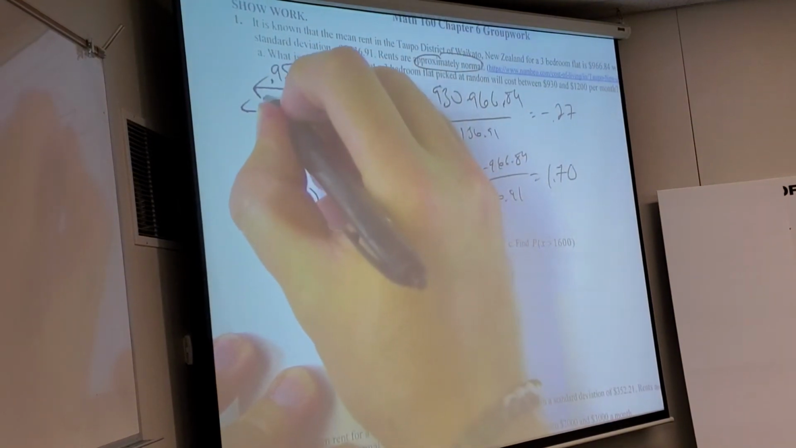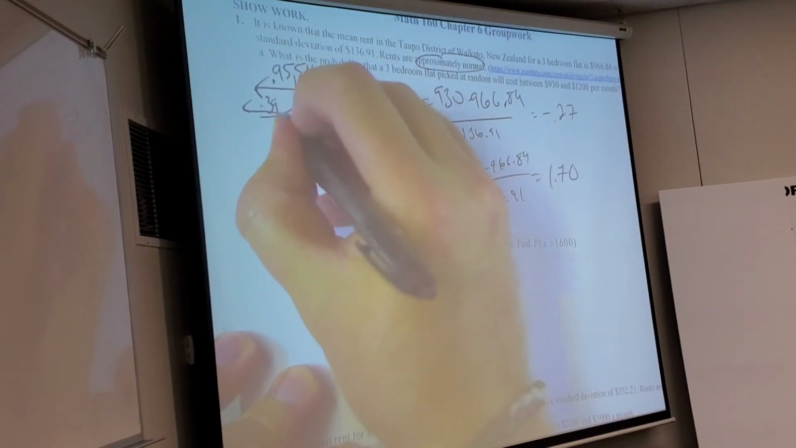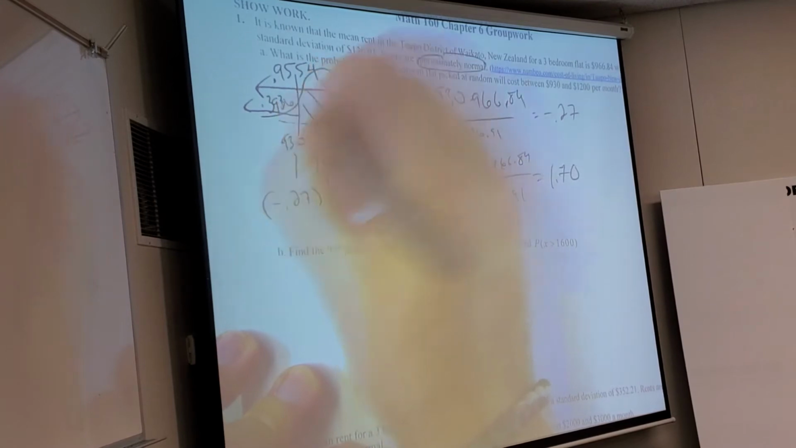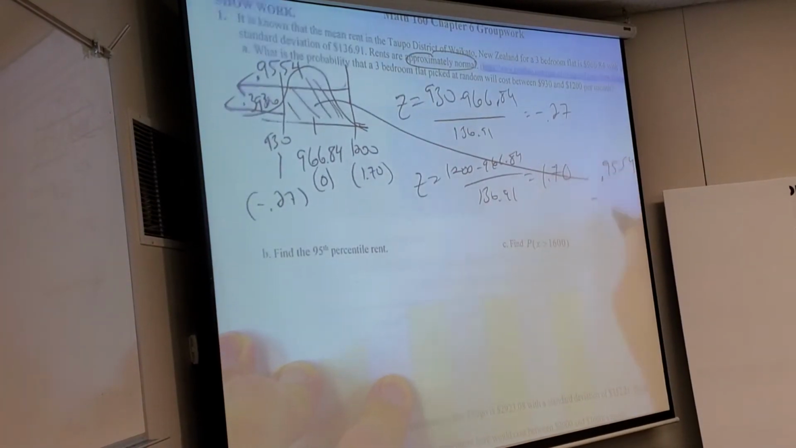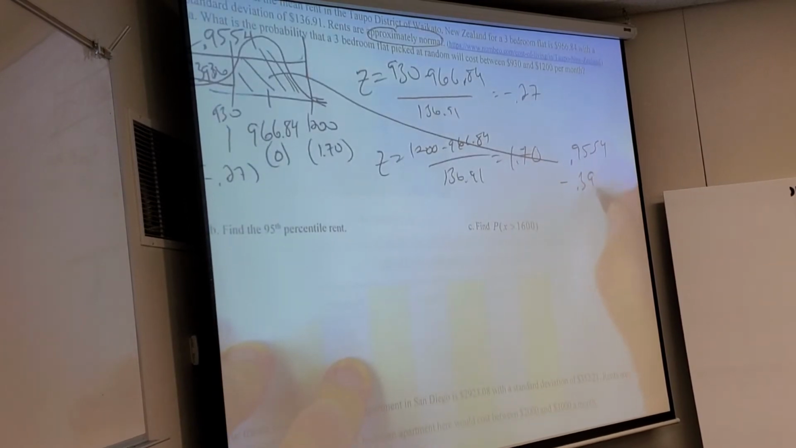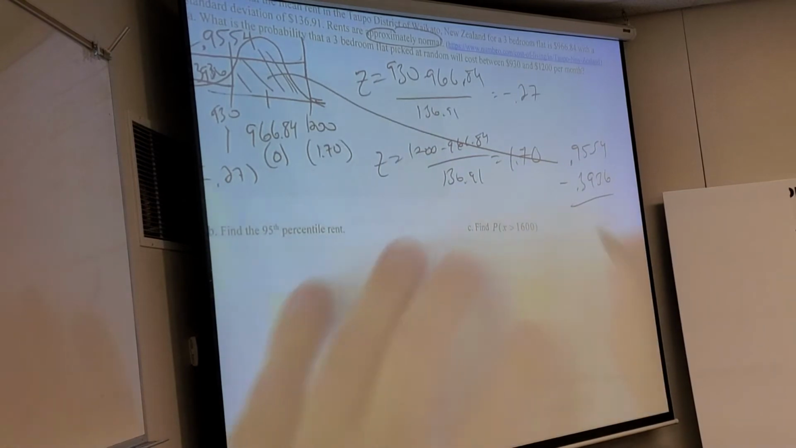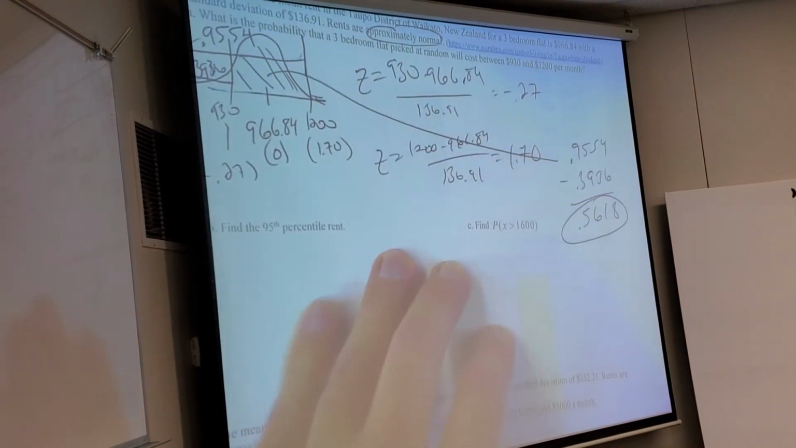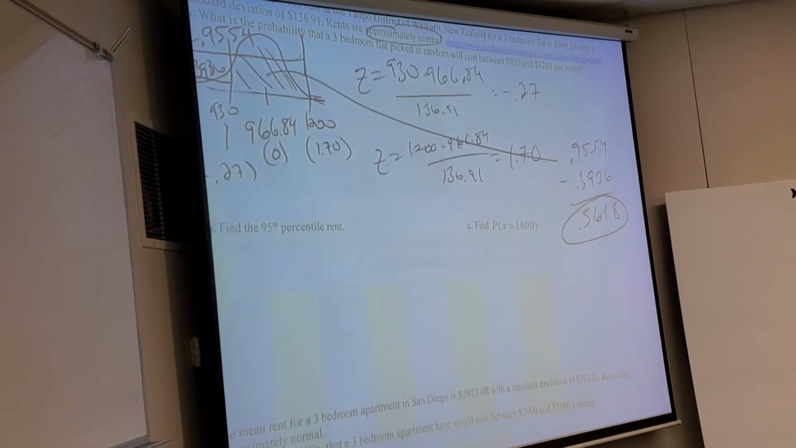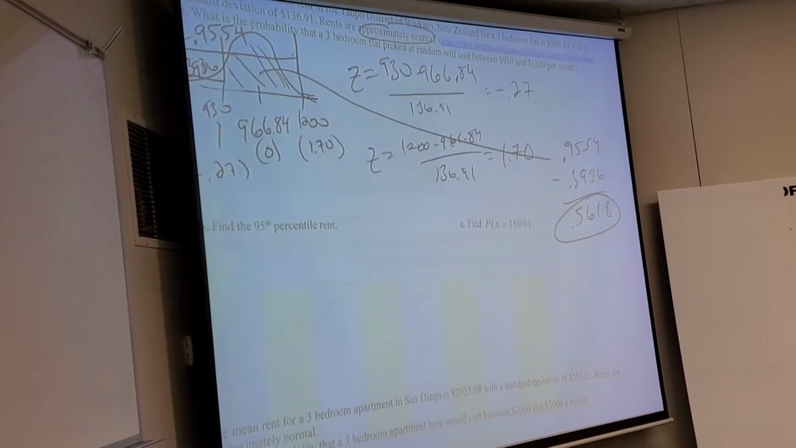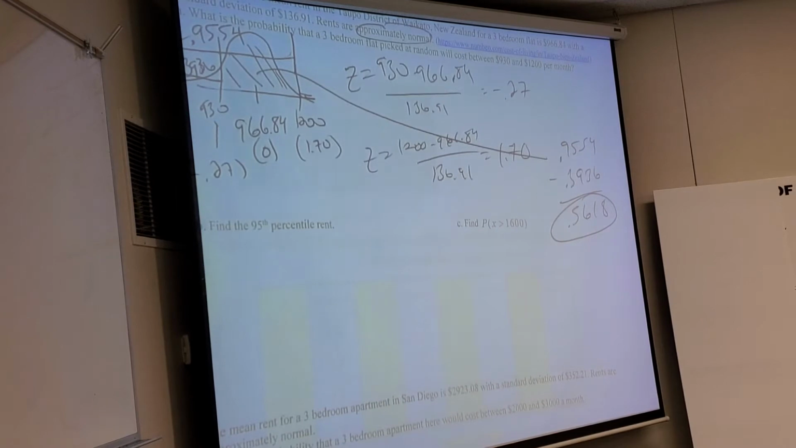All right, I already forgot what I said here. It was 0.3936. So to get the actual answer, I have to do 0.9554 minus 0.3936. That's 0.5618. So about 56%, just a little over that, of the places in this part of New Zealand would rent for $930 to $1,200 a month.